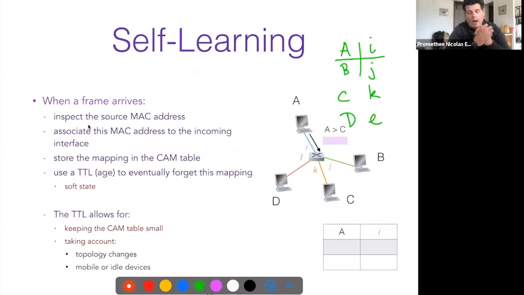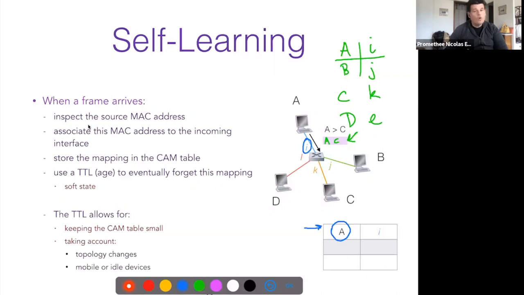So what they did instead of routing, we do what we call the self-learning. And this is super interesting how they did it. So you don't need any protocol. No protocol at all. You don't need to send new messages. Look what we're doing. So when you receive the frame, so the frame is from A to C. So what can you learn through that frame? You can learn that A is located where? On interface I.